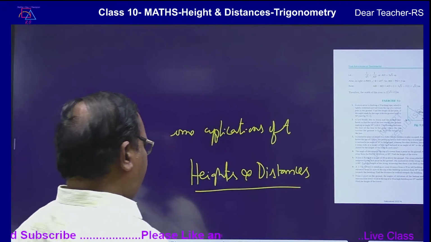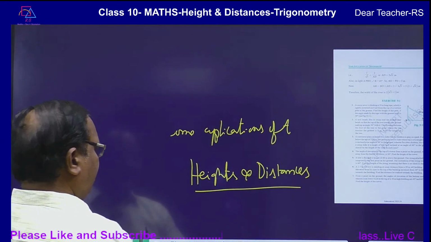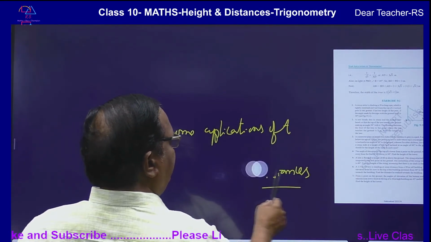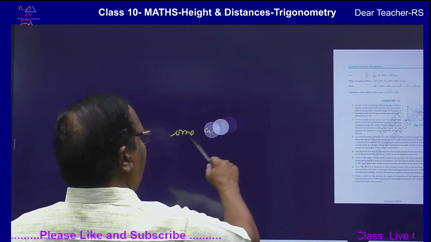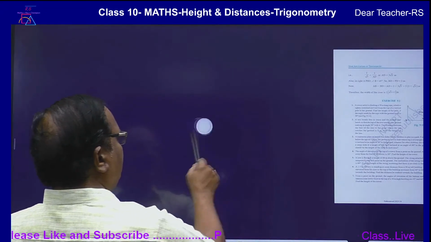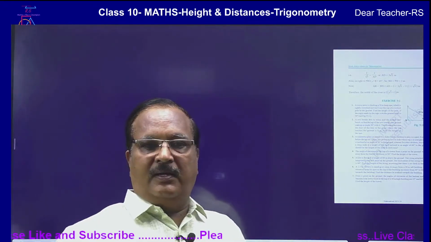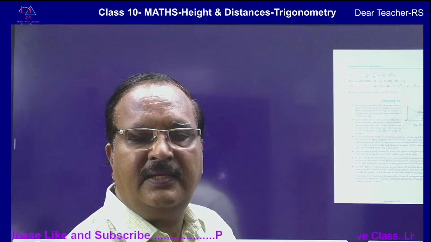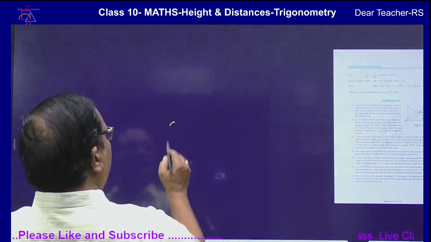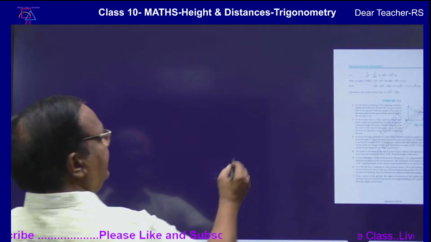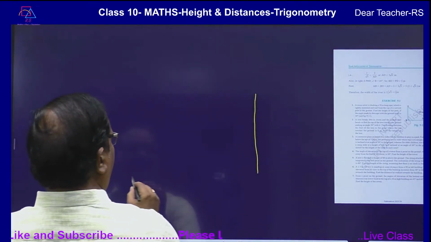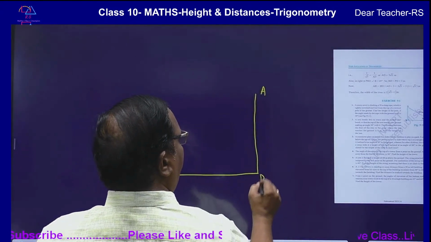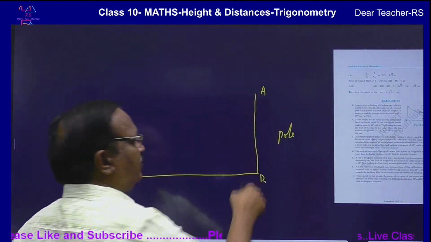Okay, because in trigonometry all the ratios will be useful to find out the heights and distances. So how this is applied, let us see. Good morning, Anika, Adi. So for example, there is an electric pole. Okay, this is the height. The electric pole AB is the pole, let us say. So pole is height.